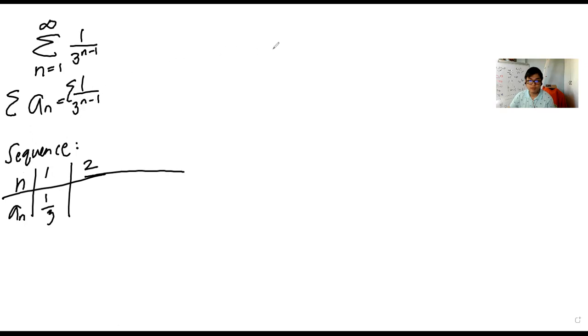So that will be 1 also. 1 minus 1, 0. 3 raised to 0 is 1. So 1 divided by 1 is equal to 1. And if it is 2, that's simply 1/3. And if it's 3, that is simply 1/9.